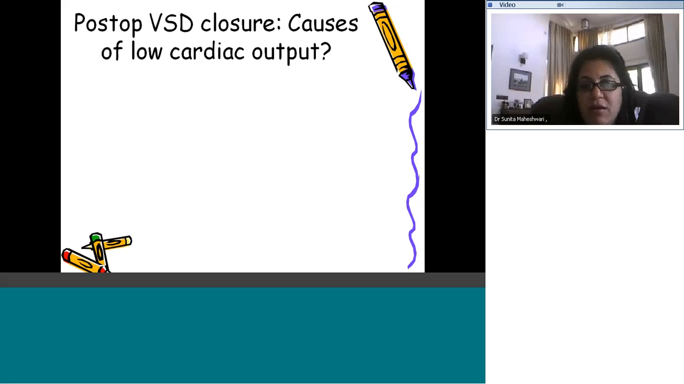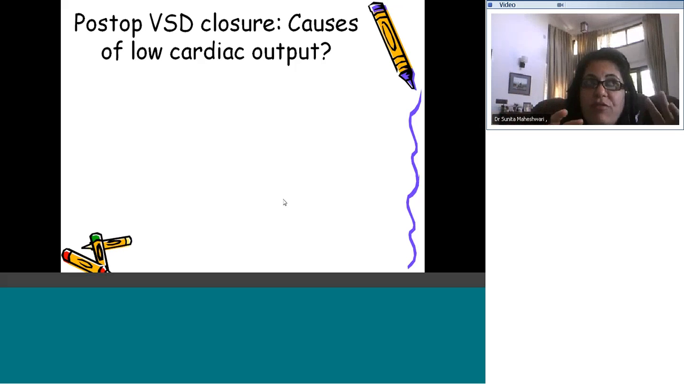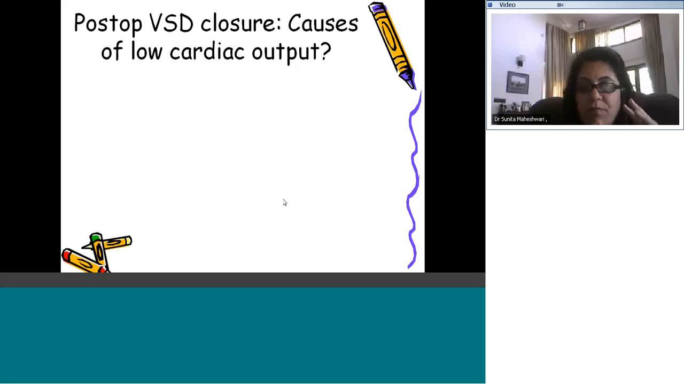Could be hypovolemia. Generally, a large residual VSD won't cause low cardiac output. The reason is that the baby was used to a VSD pre-op, right? Because that's what they had. So now even if you leave a VSD, there's really no change in his dynamics. So he's not going to go into low cardiac output from that VSD. This is not true in something like tetralogy of Fallot, where if you leave a VSD, you can go into heart failure and so on. But in a post-op VSD, generally they are used to high flow.